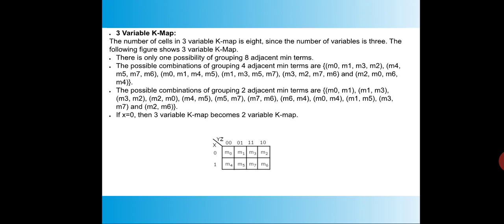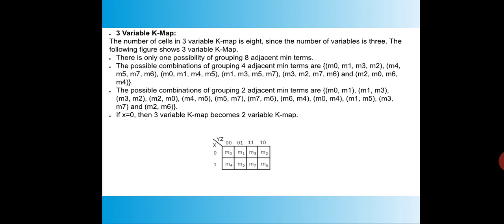Since the number of variables is 3, the following figure shows a 3 variable K map. Why is it 8? Because you have to go for 8 adjacent minterms. It is not just 6, you have to go for 8 minterms. Now there is only one possibility of grouping 8 minterms.